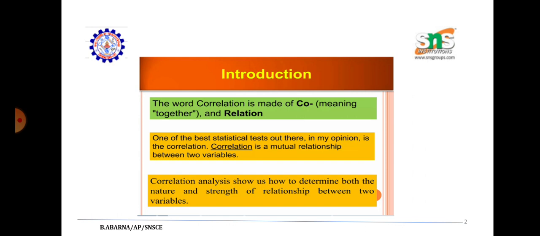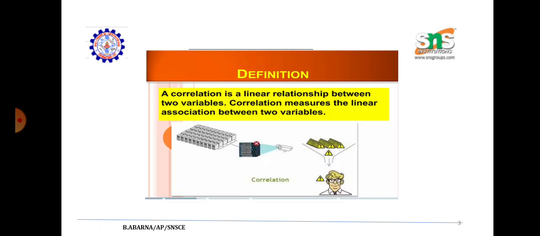Co means together. One of the best statistical tests out there, in my opinion, is correlation. Correlation is a mutual relationship between two variables. Correlation analysis shows how to determine both the nature and strength of the relationship between two variables. A correlation is a linear relationship between two variables. Correlation measures the linear association between the two variables.